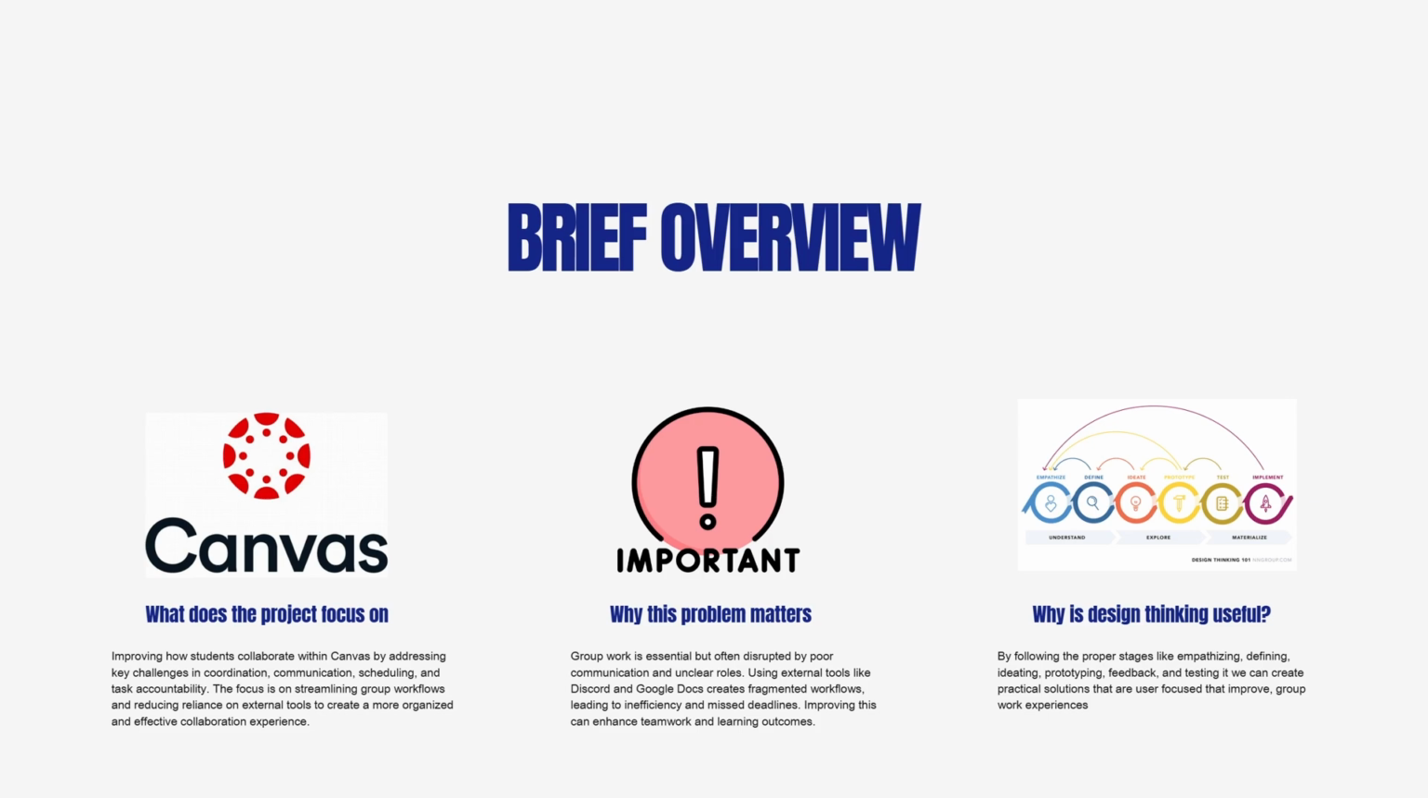So, why does this problem matter? Why is it important? Group work is essential but often disrupted by poor communication and unclear roles. Using external tools like Discord and Google Docs creates fragmented workflows, leading to inefficiency and missed deadlines. So we aim to improve this so that we can enhance the team workflow and increase the learning outcomes for the individual and the group as a whole.